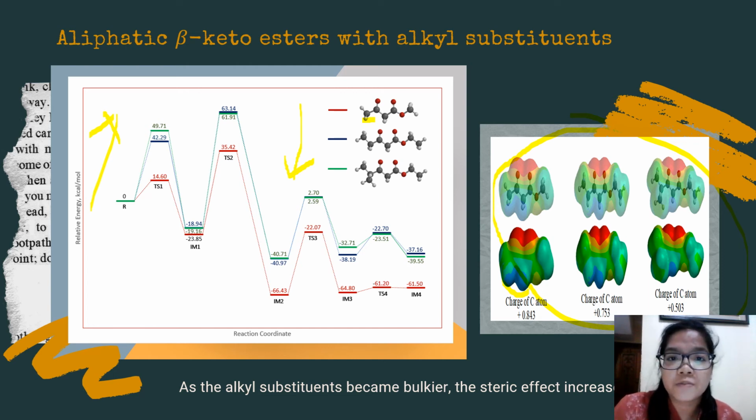The positive charge on the electrophilic C atom is calculated to be 0.843, 0.753, and 0.503 in entries 1 to 3, respectively. Based on the results, the positive charge on the C atom decreases as the substituents become bulkier.